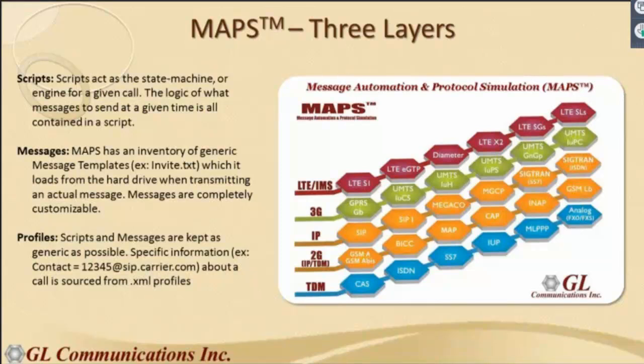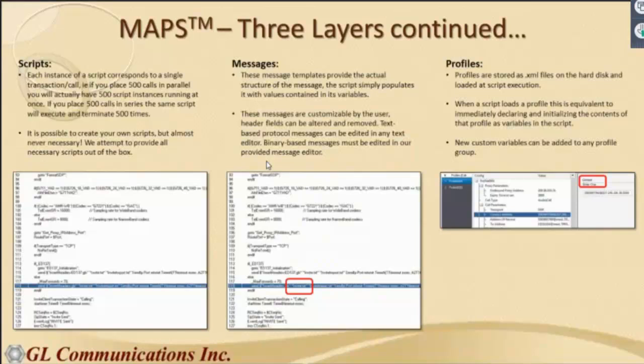To get into the 3 layers a little bit more here on the next slide, I don't want to dwell on it too much, but again, we're showing the scripts, the messages, and the profiles, and I'm just going to basically read to you this slide because this kind of gives you a little bit of an understanding of how these things work in a little bit more detail. Each instance of a script corresponds to a single transaction or a call or a session. So if you place 500 calls in parallel, you actually do have 500 script instances running.